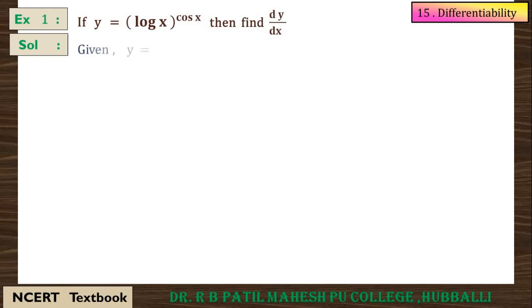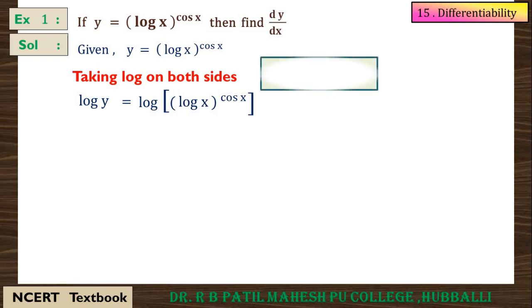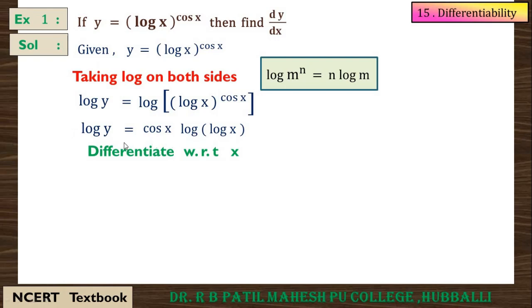So first you write the given function, take log on both sides. So the left side becomes log y is equal to log of (log x) to the power cos x. Now log y on the left side as it is, using the log m raised to n property, it is written as n log m, that is the power is multiplied. So here cos x is the power term. So log y is equal to cos x log of log x. I differentiate this equation with respect to x.